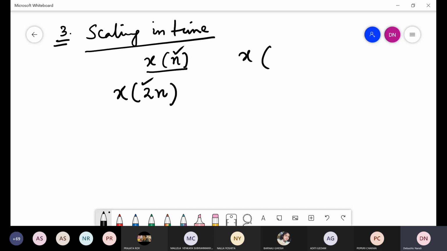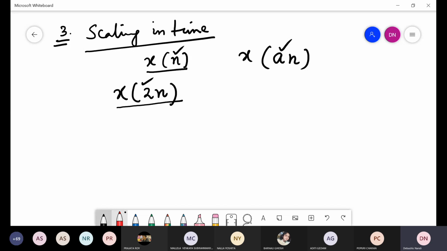In general, you can write it in this form x[an], where a is an integer, or it can be any real number also. Ideally it is any real number, but in most cases in our signal processing, we will use a constant term a which is actually an integer. So here, if a is equal to 2, then this will be your scaled signal, scaled in time. Now, what will be the shape of the scaled signal?